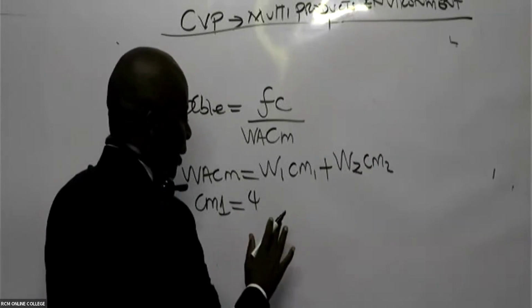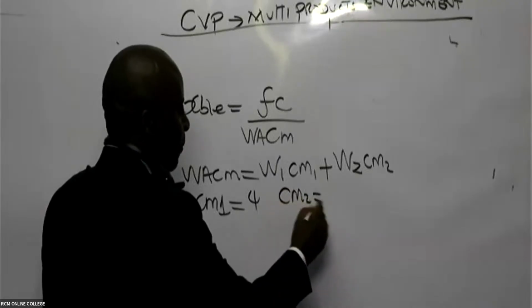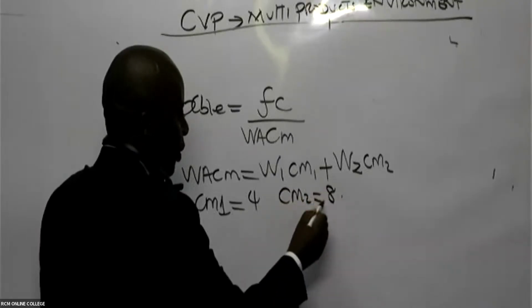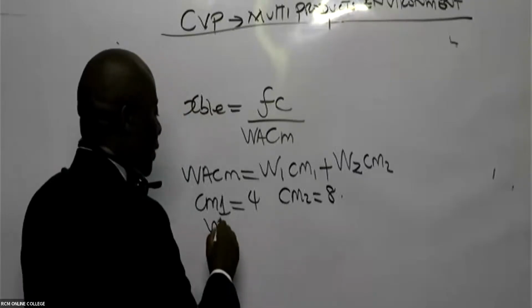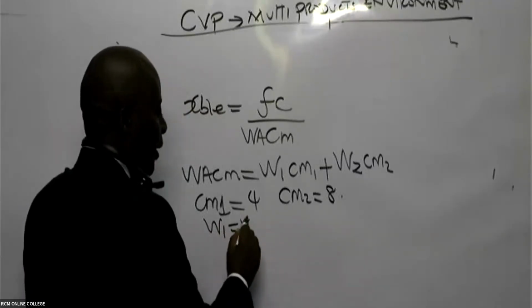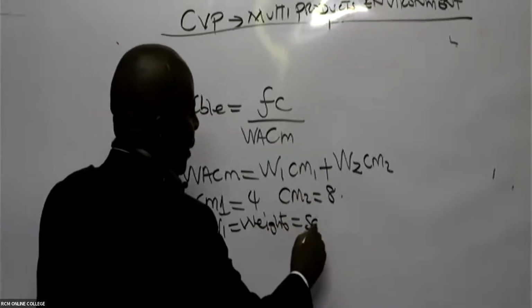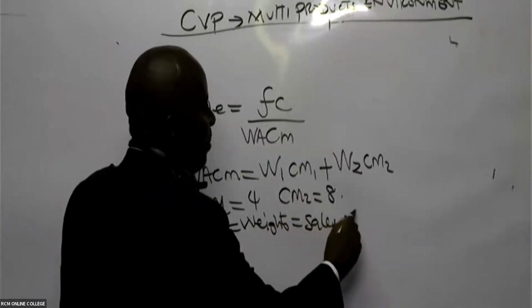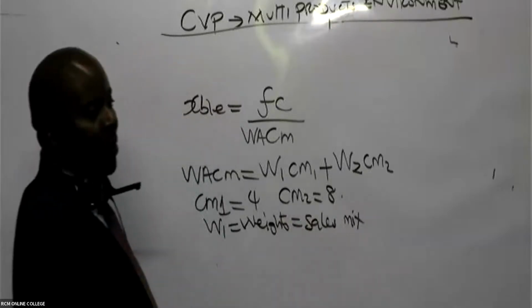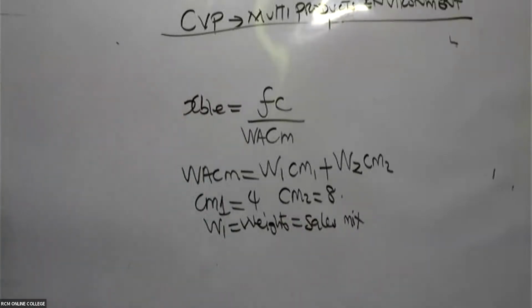Or just 4? How about contribution margin 2? 8. Thank you very much. So in this case here, we have these weights. These are weights, and the weights shall always be the sales mix. Don't forget this: the weights shall always be the sales mix.